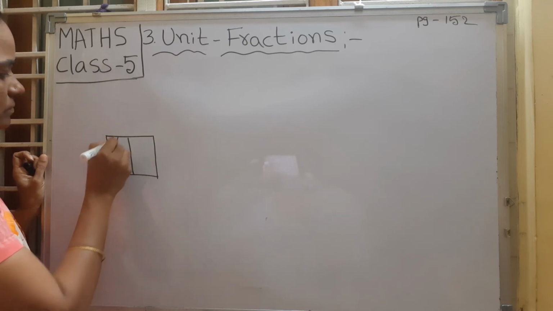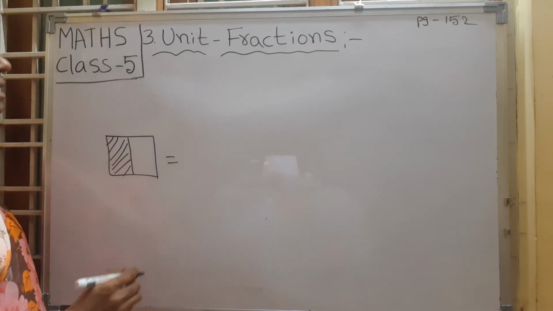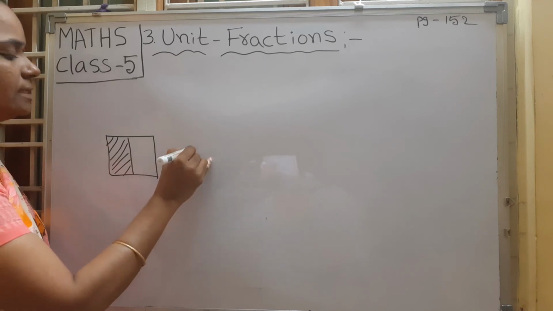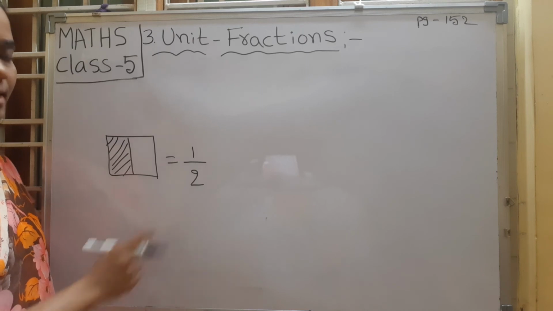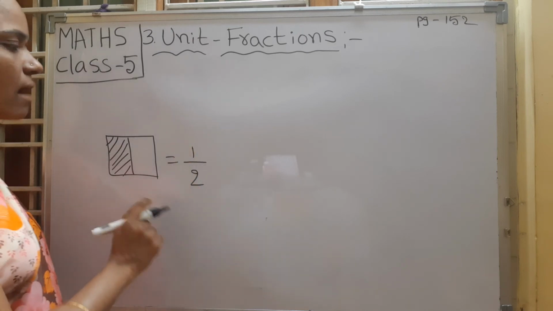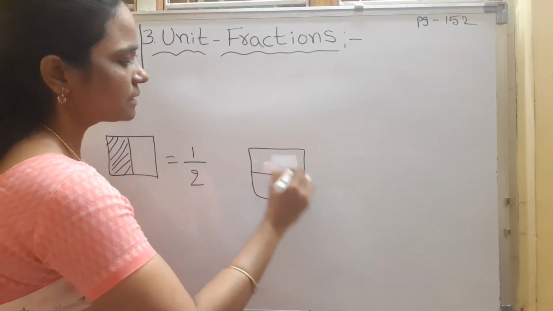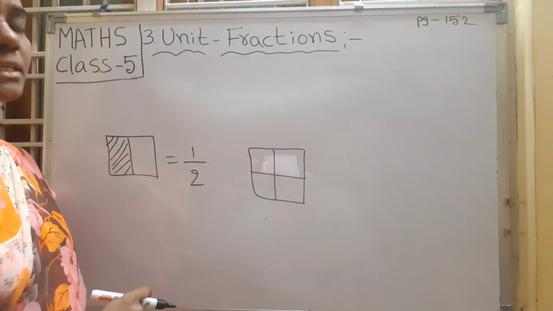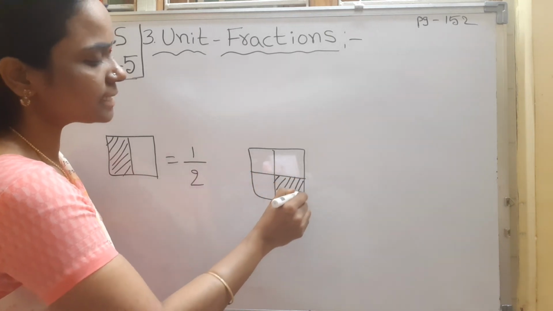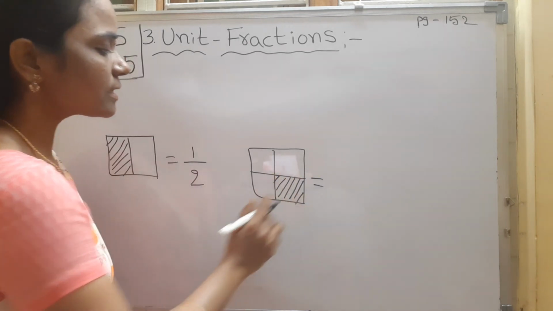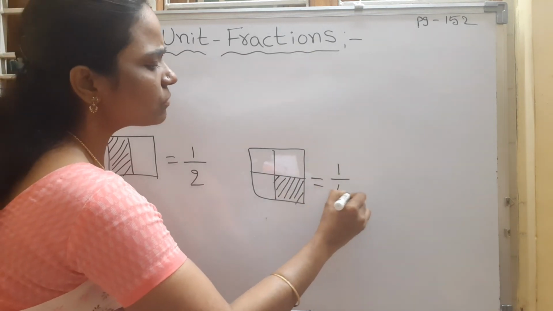So look at the shape and tell me the fraction for the given shape. What is the fraction? Yes, it is 1 by 2. Out of 2, only one part is colored. 1 by 2. It is a half. Next, take another picture. This shape is divided into 4 equal parts. Out of 4, only one part is colored. What is the fraction for the colored part, children? It is 1 by 4.